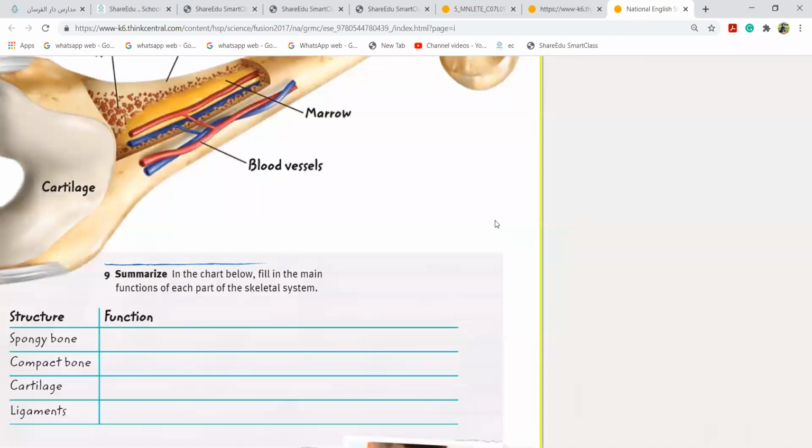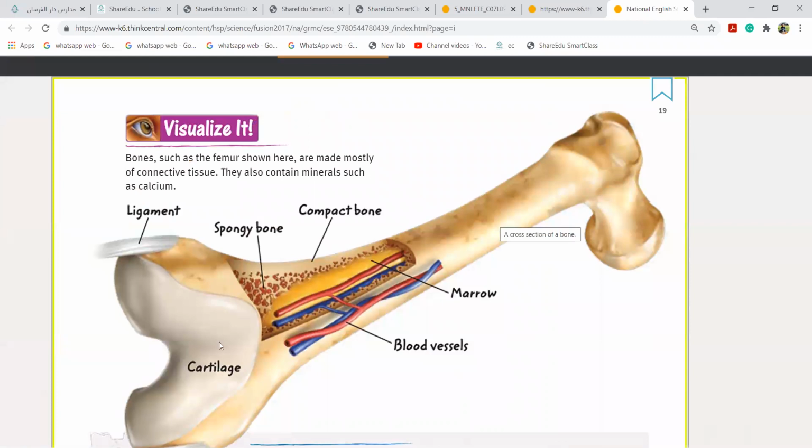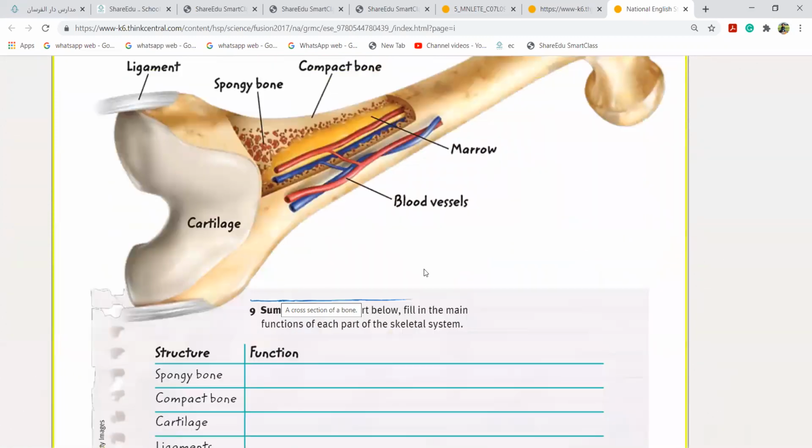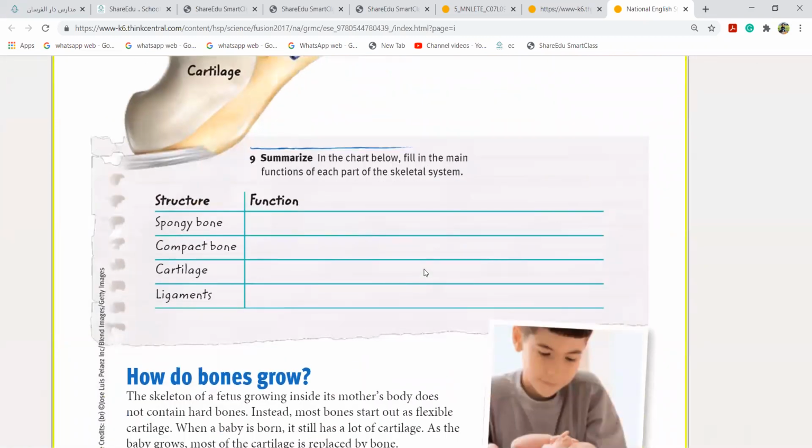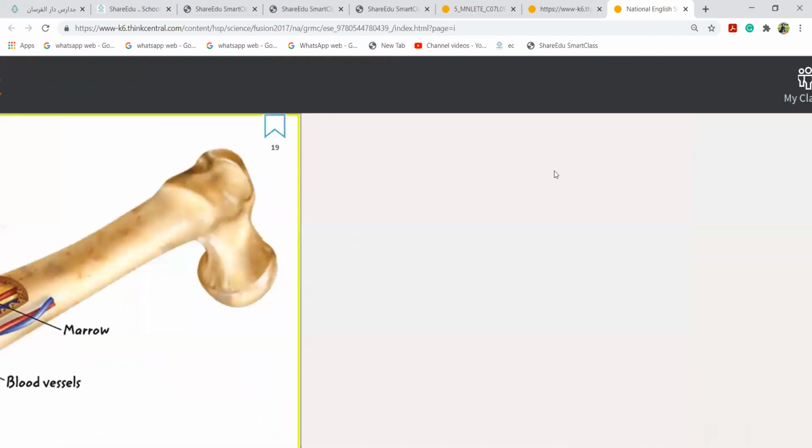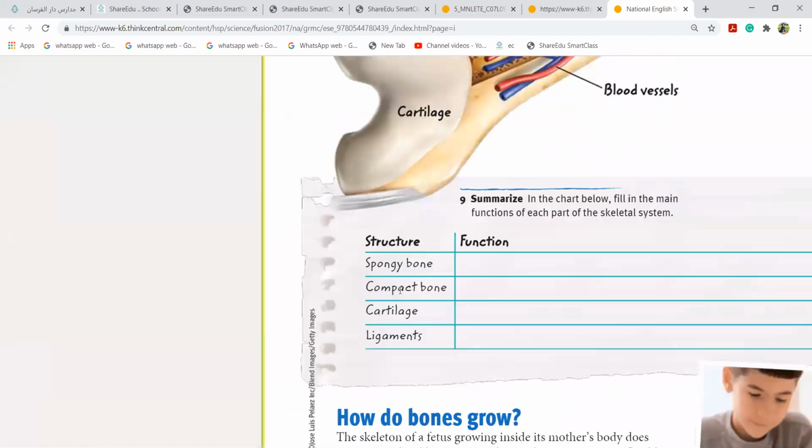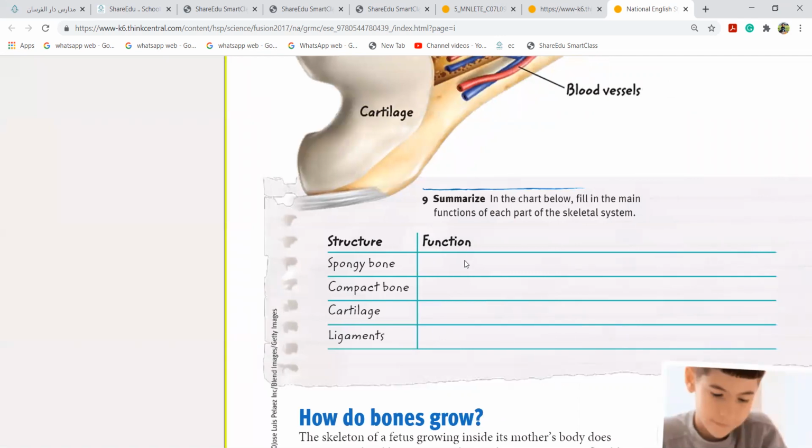See, we have here cartilage. This is the kind of soft bone which lets it rotate, or this is the ligament, which joins to another bone. Inside is spongy bone, which is the marrow. This is the compact bone, vessels, and we have marrow. So later on, you will see all the functions. Ligaments join two bones. Cartilage, what is it? What is a spongy bone doing? It produces blood cells.